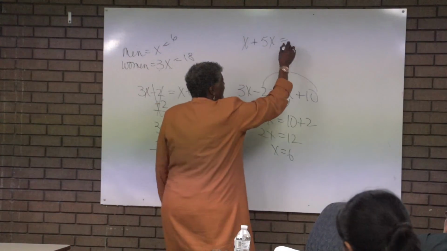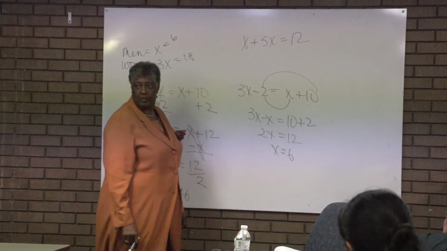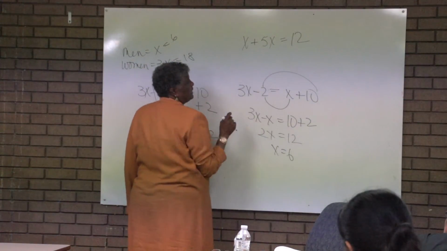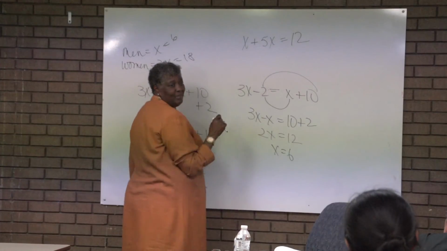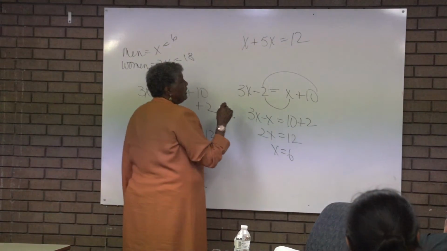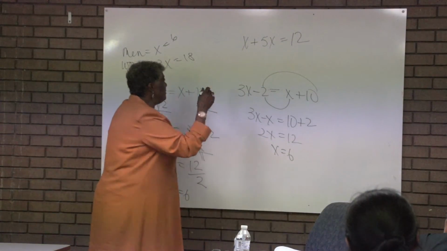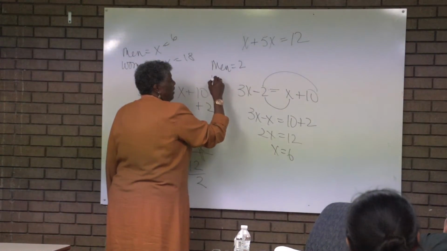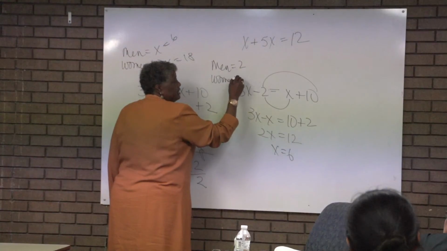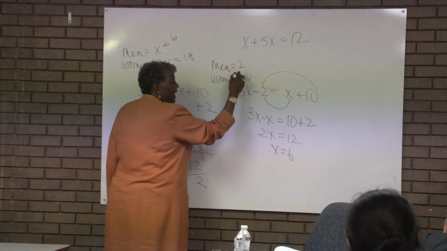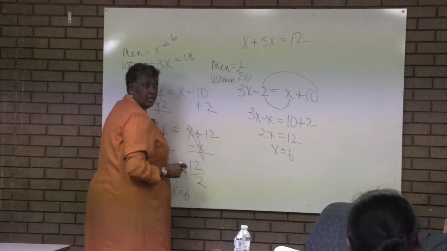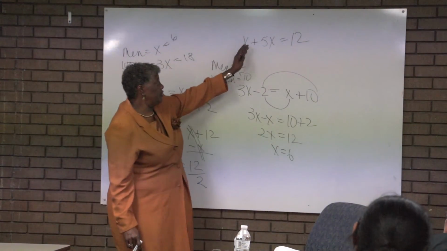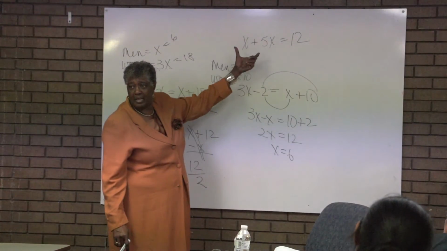So we say that equals 12. Get rid of the x's. So x plus 5x gives you what? Wouldn't that be 6x? No, there are 5 times as many women as men, right? If there are 2 men and there are 10 women, there are 5 times as many women as there are men, right? So you can't get rid of the x's, you add them together. They're on the same side now.